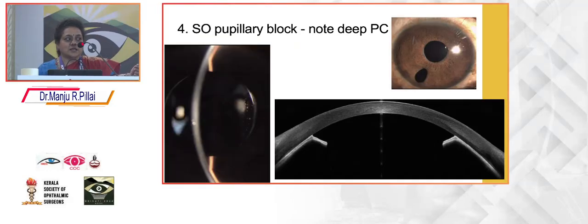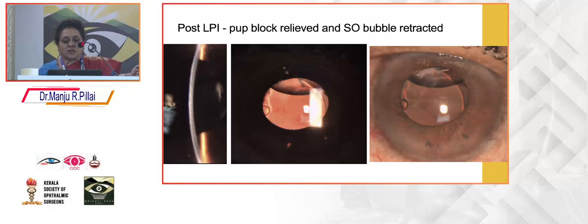Another entity that we come across all the time is silicone oil induced pupillary block. You can see that the PC is very deep and the iris will be steepened like this, and it will have a bend, and silicone oil would have filled the whole anterior chamber. After PI, the silicone oil bubble gets relieved to the posterior chamber, the pupillary block is relieved and the bubble gets retracted.